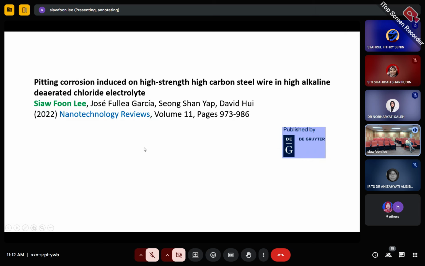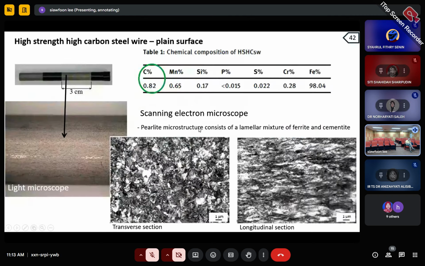And now I show you some examples of the work that I did, the publication that I have here. In this one, I studied pitting corrosion on high strength, high carbon steel in a very highly alkaline deaerated solution. I use deaerated because I pumped nitrogen gas through to remove the oxygen. Okay. And it's high strength steel because the carbon content reached 0.82, and normal steel is 0.2 to 0.4. This is the cast steel.